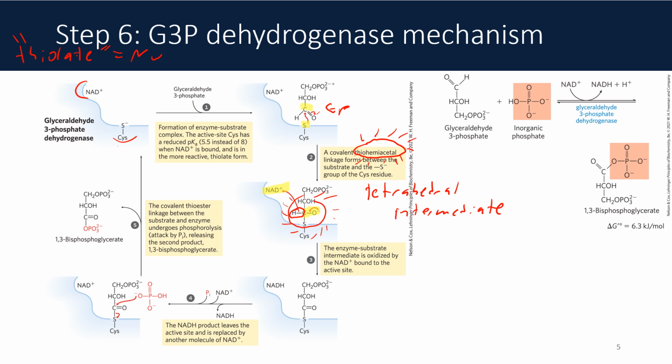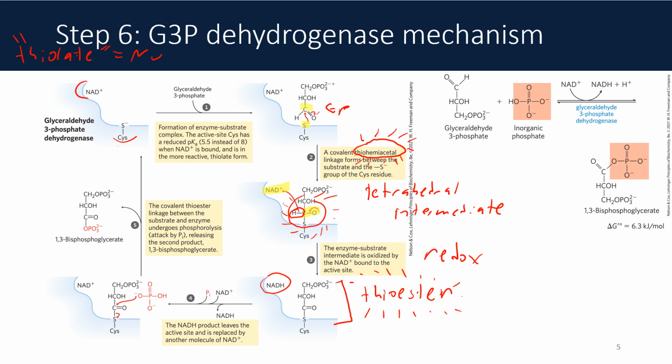The collapse of this tetrahedral thiohemiacetal intermediate is the redox step. Once we do the redox events, what are we left with? NADH and this thioester. This thioester is also going to be rather active. They're very prone to nucleophilic attack.